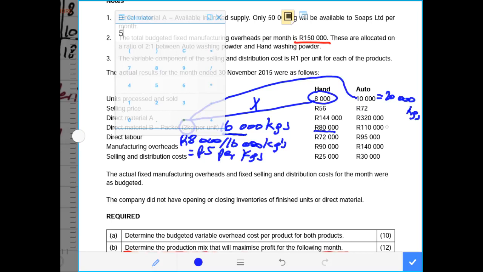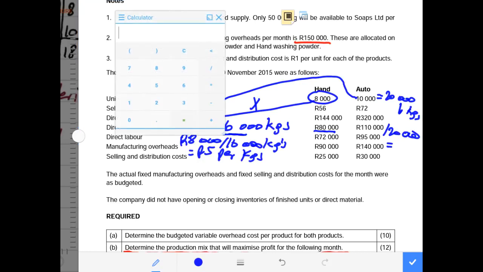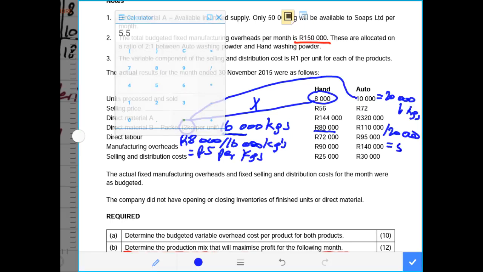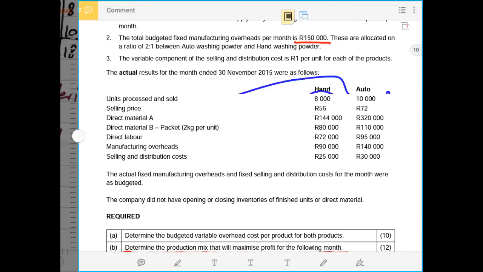And again, if I say 110,000 divided by 20,000 kgs, I will get to know the actual cost incurred to buy material B for auto washing powder, which is 110,000 divided by 20,000. This gives me 5 rand 50 cents. So now these are my actual cost per kg.